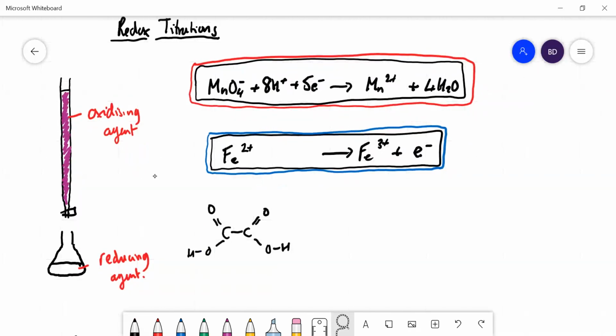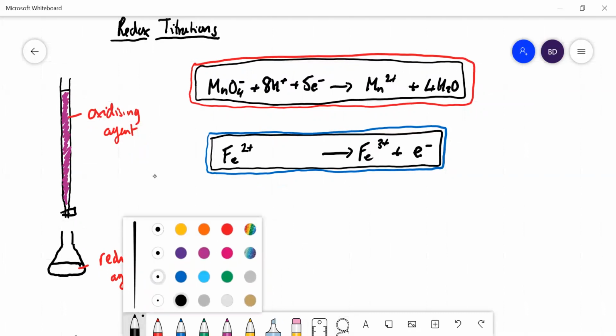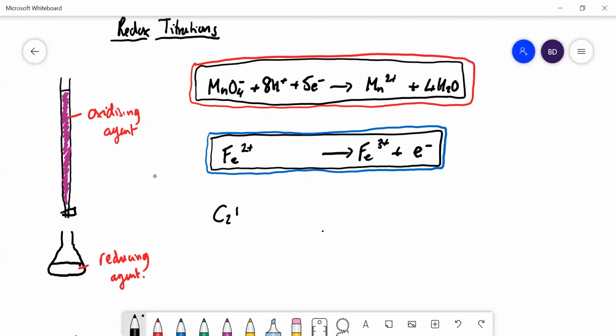Okay, so we've got C2H2O4, and that gets oxidized to carbon dioxide. So 2CO2. All I need to do is balance: the oxygens are balanced, I just balance the hydrogen, so I need 2H plus there. And then balance for the charges, I need 2 electrons there. So you need to know that half equation as well.